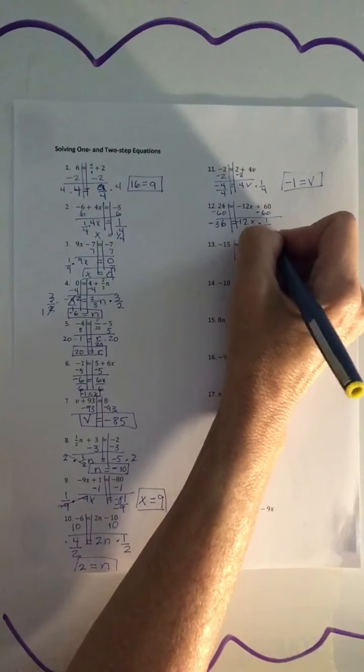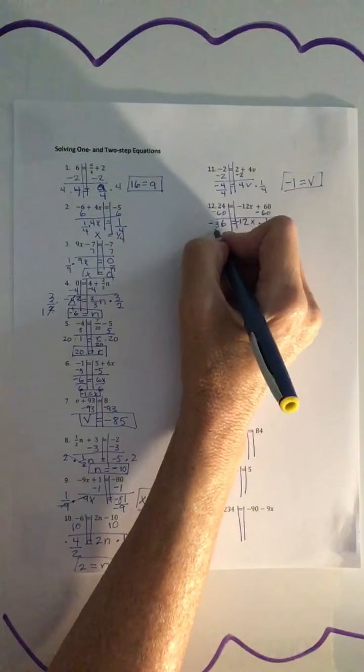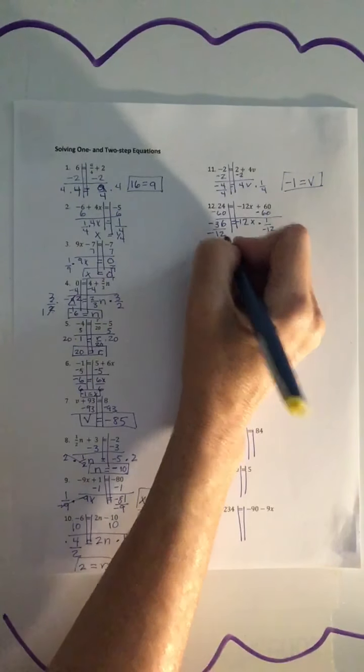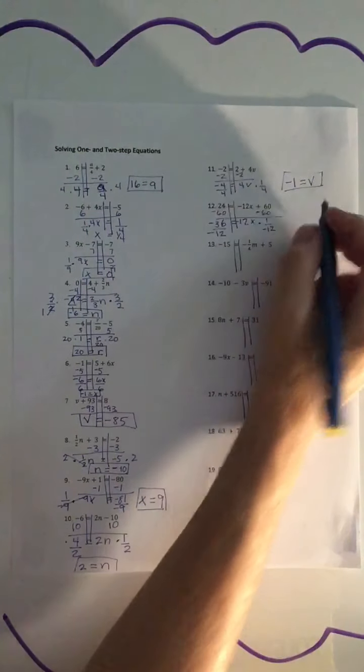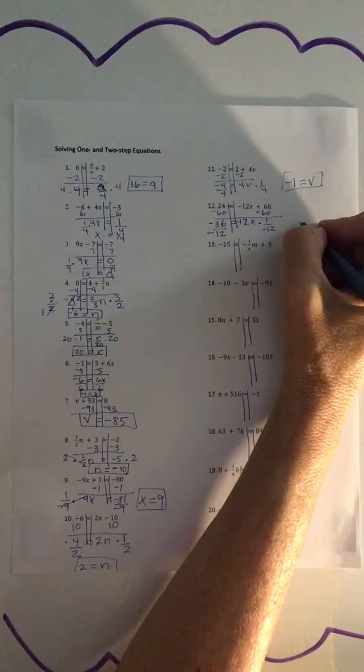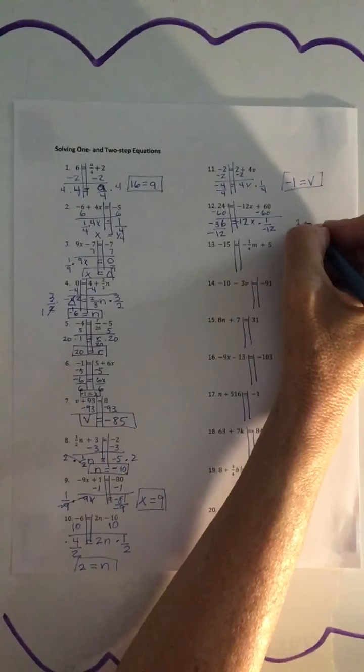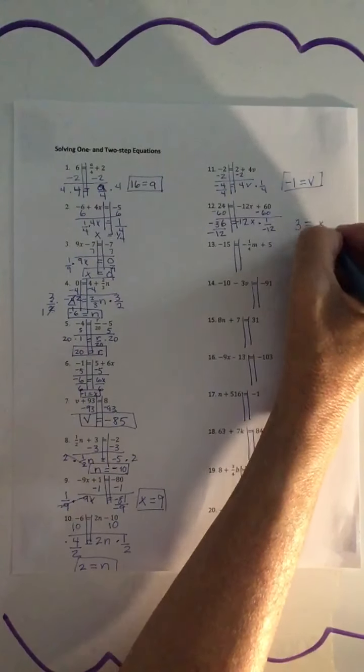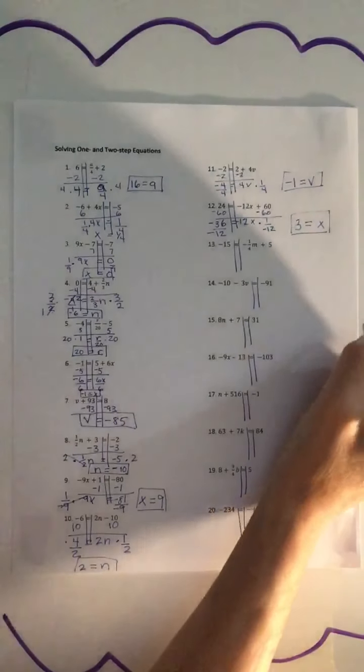Multiply by 1 over negative 12, which is the same as dividing by negative 12. And that will give us a negative divided by negative is positive. 36 divided by 12 is 3, and that will equal x on the other side.